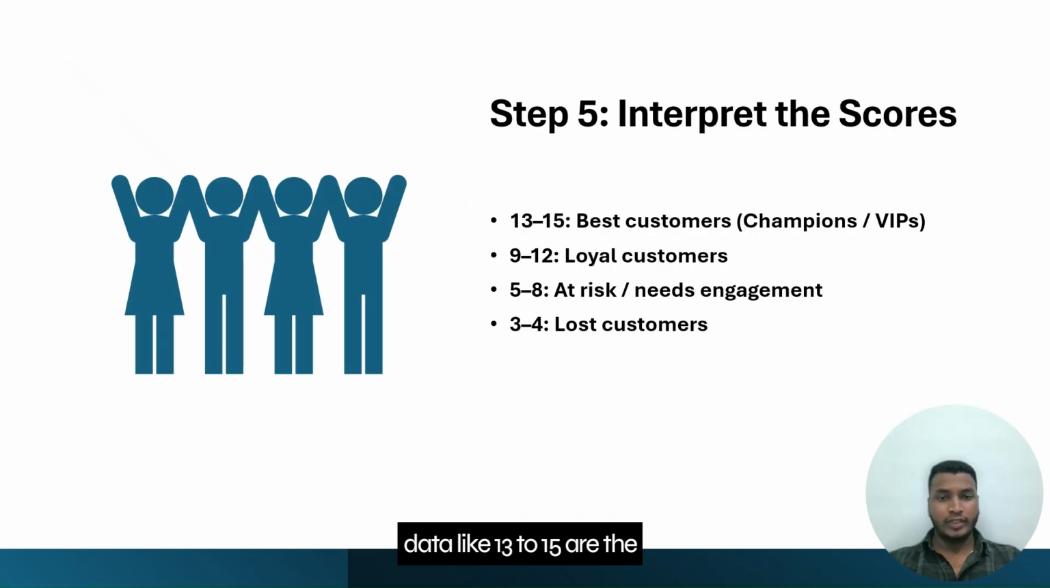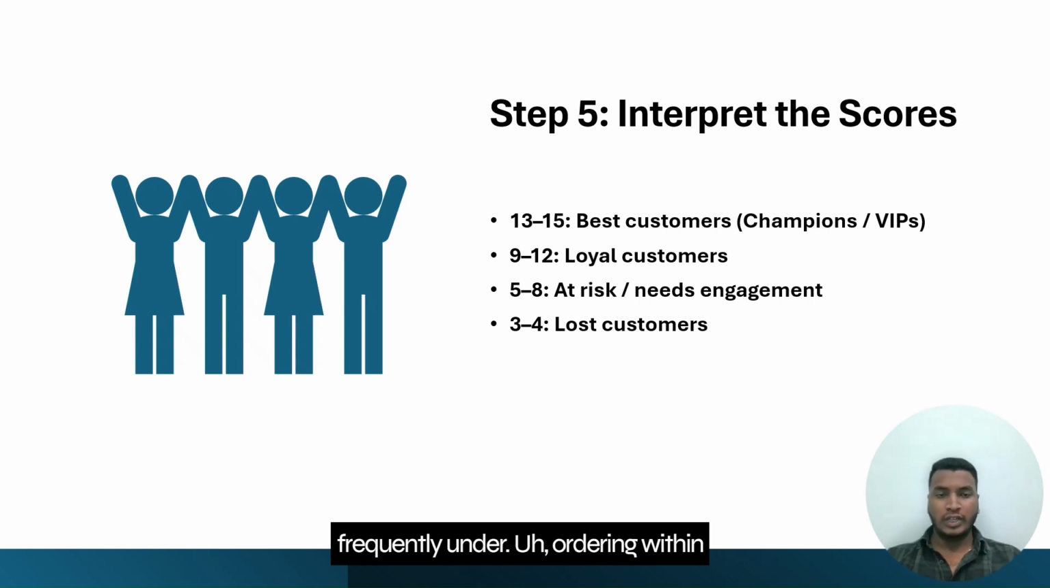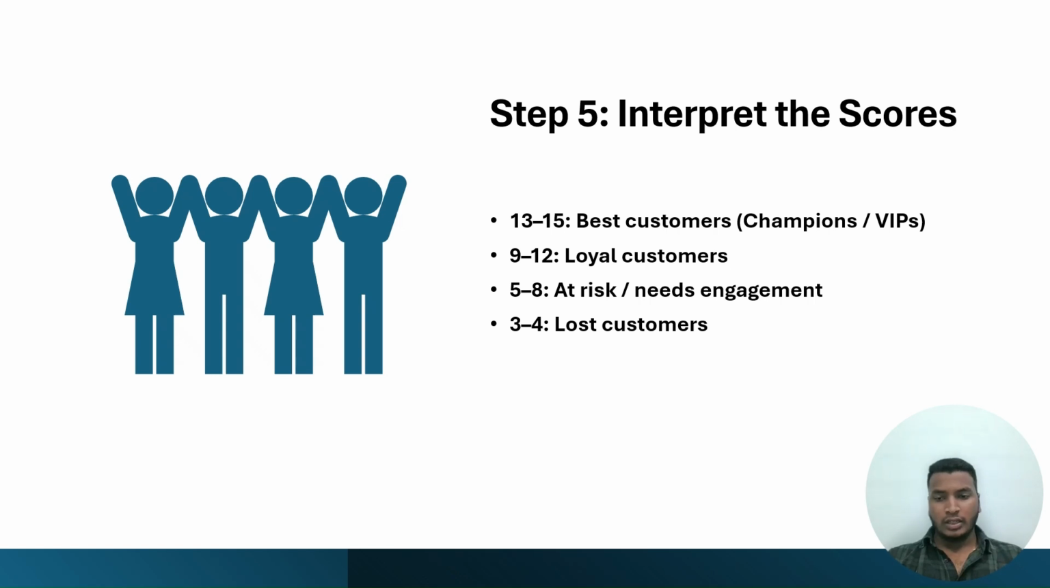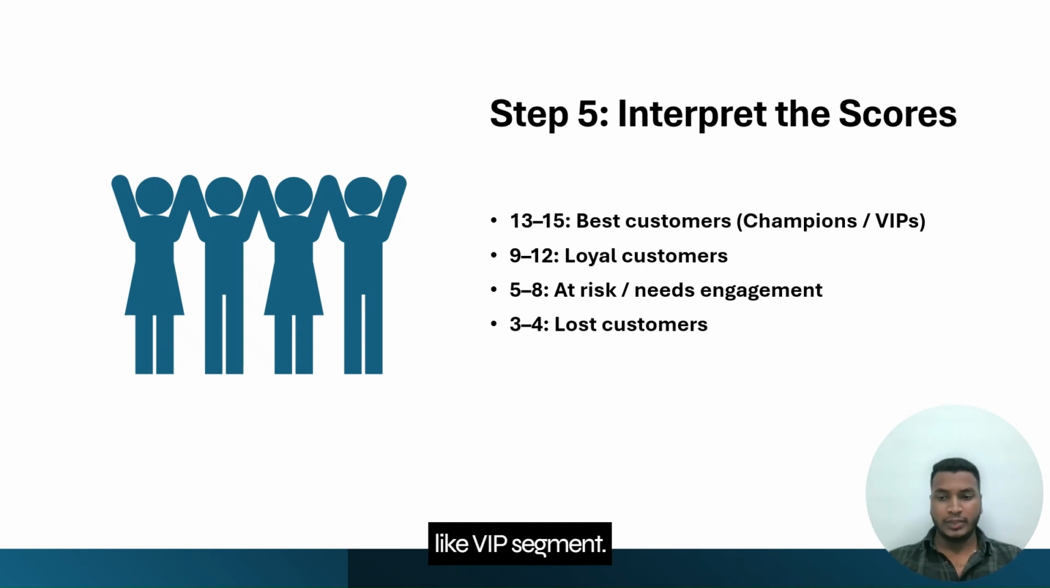Scores of 13 to 15 are the best customers, champions and VIPs, who order frequently, within 2 to 3 days. Loyal customers have a score of 9 to 12. At risk customers, who need engagement, are 5 to 8. Lost customers are 3 to 4. As an example, the Starbucks Rewards program gives more benefit to frequent customers and segments them, like a VIP segment.